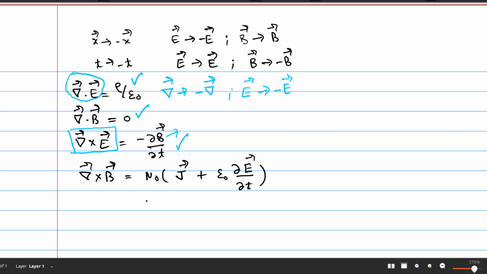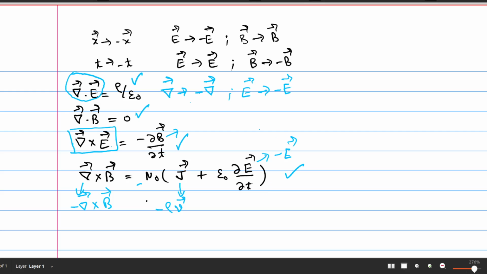In the fourth equation, del becomes negative, B remains invariant, therefore on the left hand side we get a negative sign. On the right hand side, J becomes negative because J is charge density times velocity, and velocity becomes negative under parity, therefore J becomes negative, and this E attains a negative sign and time remains unchanged. Therefore on the right hand side also we get an overall negative sign. These two negative signs cancel and this fourth equation also remains invariant.